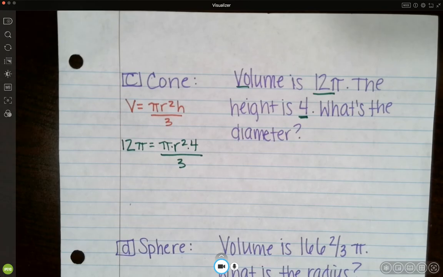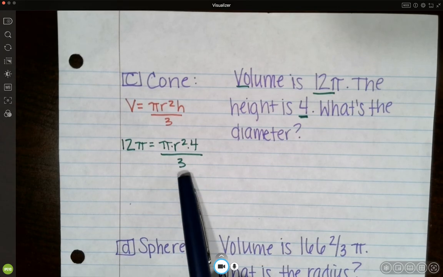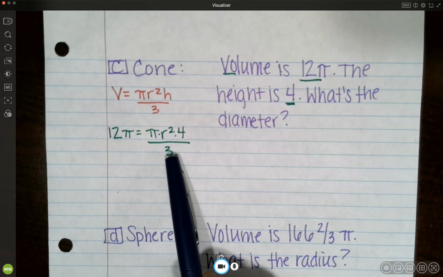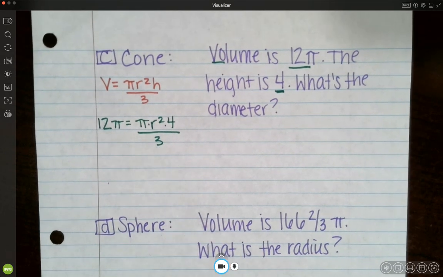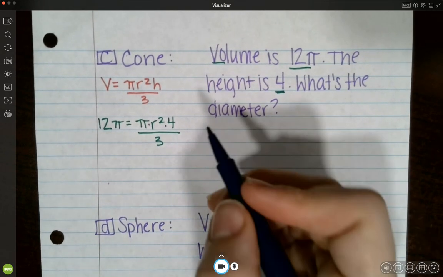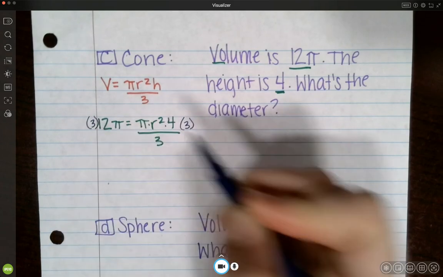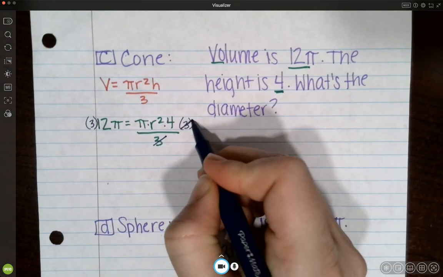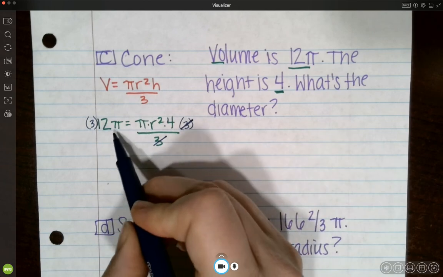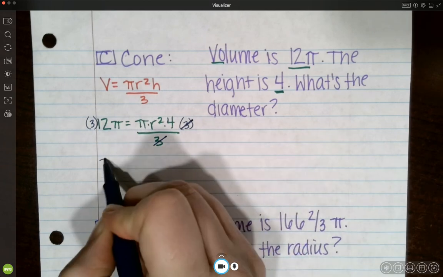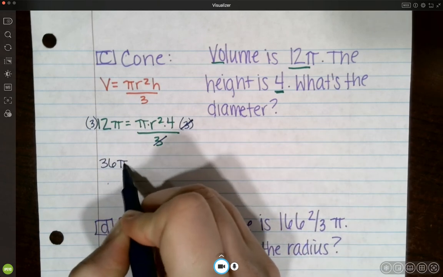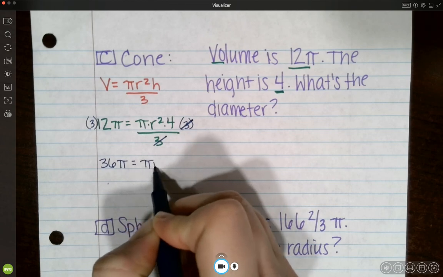Okay, so now dealing with cone, the first thing that we actually have to do each and every time we're working with this is we have to get rid of the divided by 3. So the first thing we're going to do is undo divided by 3. And to undo divided by 3, we're going to multiply by 3. Because those 3's will then cancel. So 3 times 12 is 36. And then we can rewrite this other side.